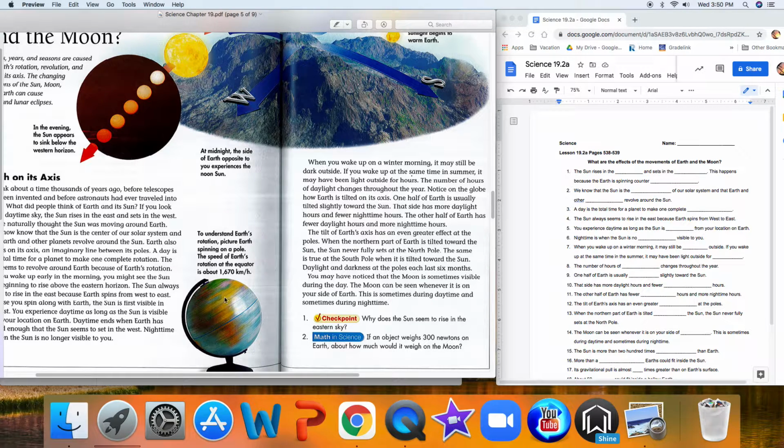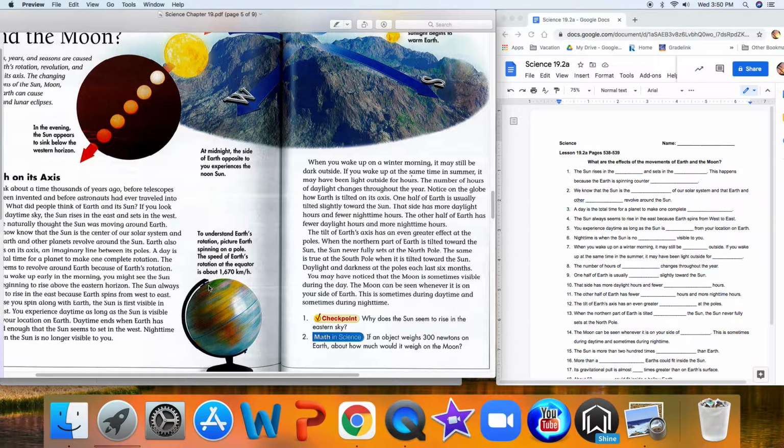So you think about Wisconsin. Now I know we're looking at Africa here, but Wisconsin would be about right there level. The farther I get up here, the more extreme it is, or the farther down here, the more extreme it is. In fact, it says this. When the northern part of Earth is tilted toward the sun, the sun never fully sets at the North Pole.